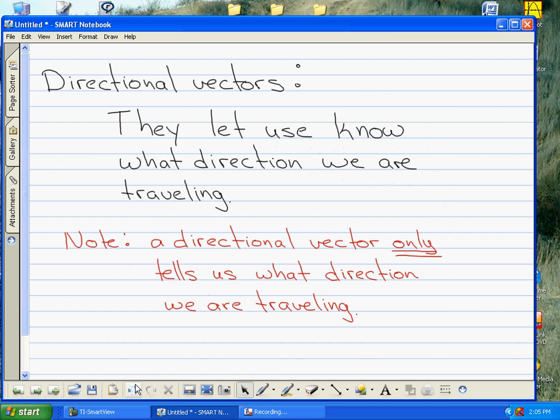Now, a directional vector lets us know what direction we are traveling in. It's important to note that a directional vector only tells us what direction we are traveling in. That's all it tells us. It should not be confused with the velocity vector, which tells us what direction we are traveling in as well as the speed we are traveling. We'll get more on the velocity vector later. So for right now, all we're working with is a directional vector.